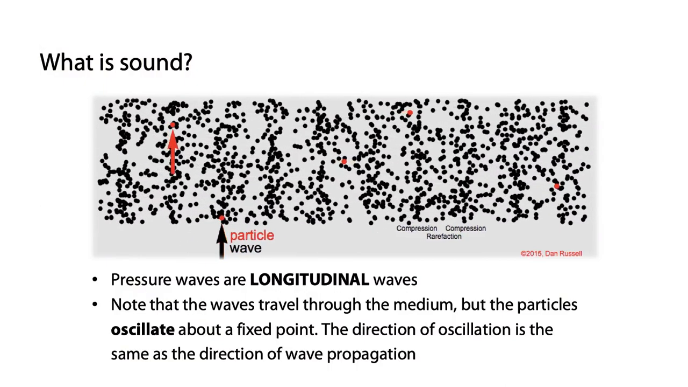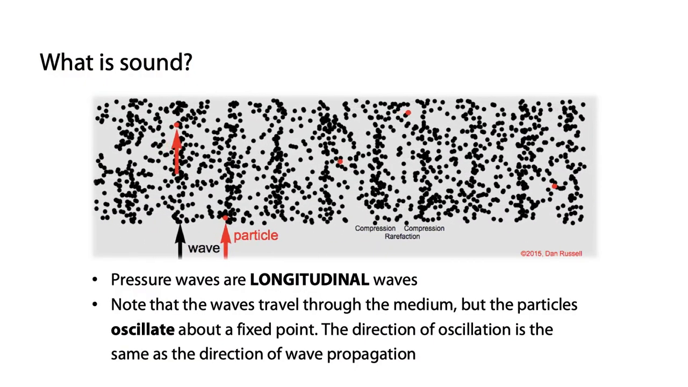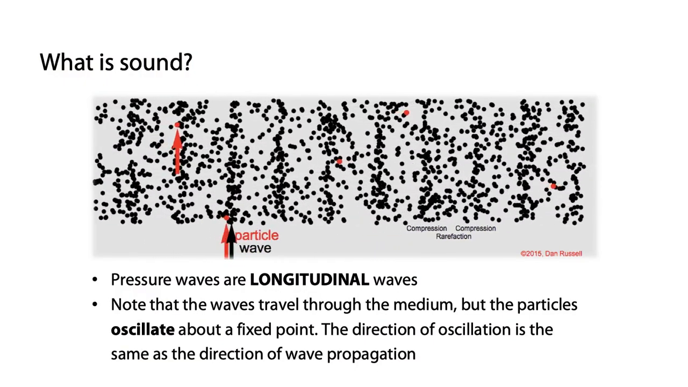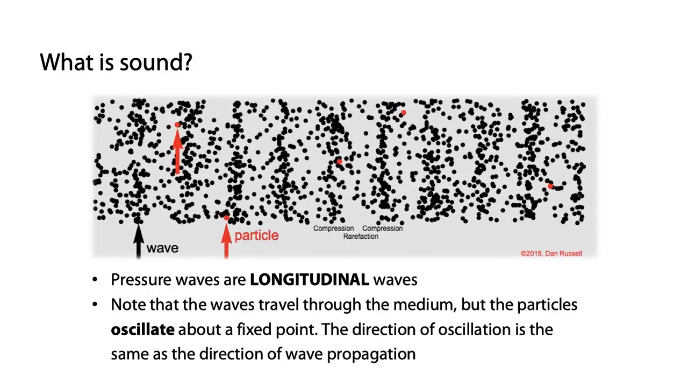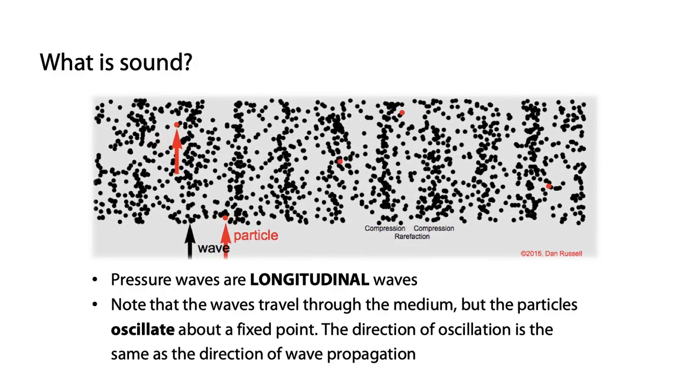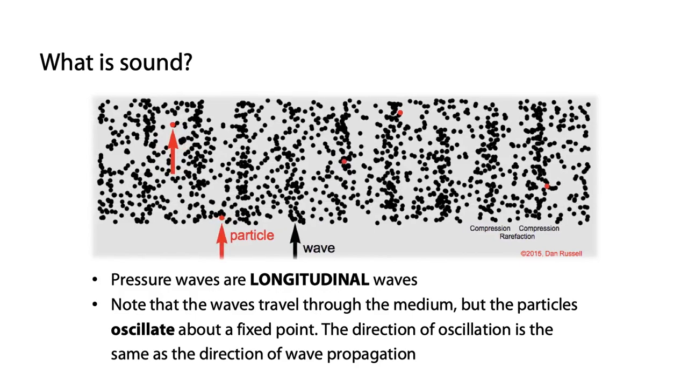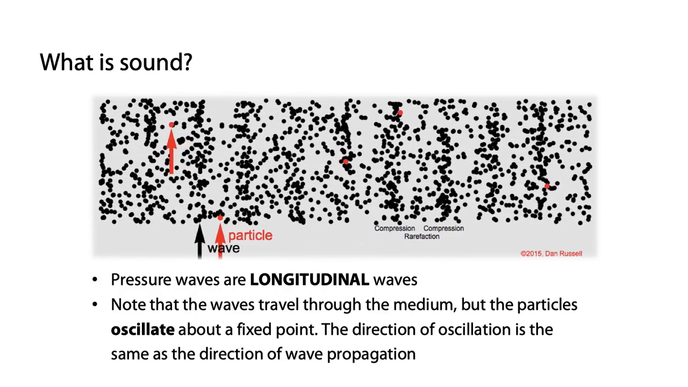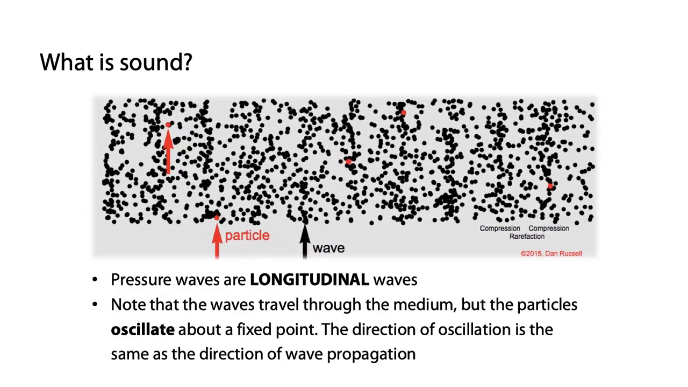This animation shows a similar thing, but instead of spreading out in 2 dimensions, it's going along a pipe. This shows that all sound waves, all pressure waves, are longitudinal waves. You might remember the definition of a longitudinal wave is one in which the direction of the oscillation is parallel to, or in the same direction as, the movement of the wave.